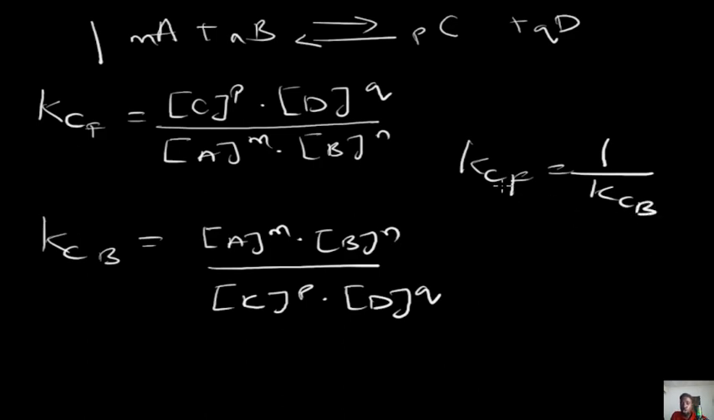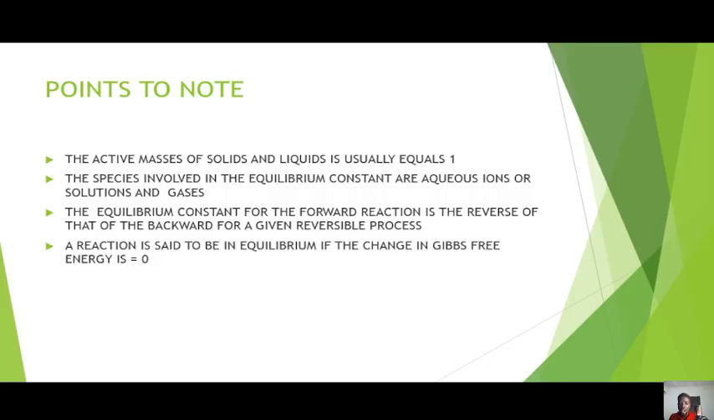Very easy. So just have that in mind: if they give you a question and tell you that the equilibrium constant of the forward reaction is 2, what is the equilibrium constant of the backward reaction? Please simply do 1 over 2. That's the answer. If the equilibrium constant for a forward reaction is 2 over 5, it means the backward will become 5 over 2. So have that in mind, that the equilibrium constant of the forward is always the reciprocal of the equilibrium constant of the backward.